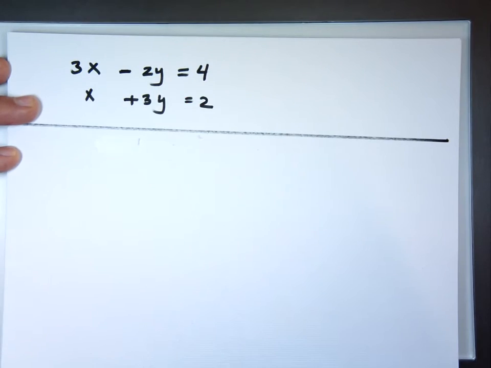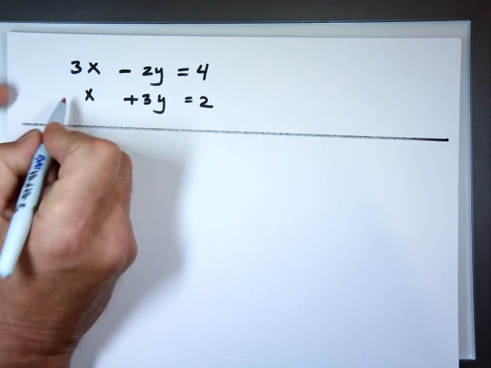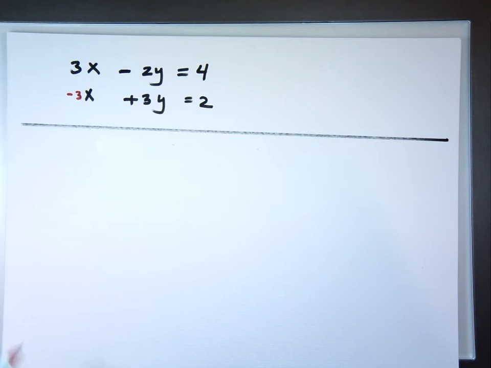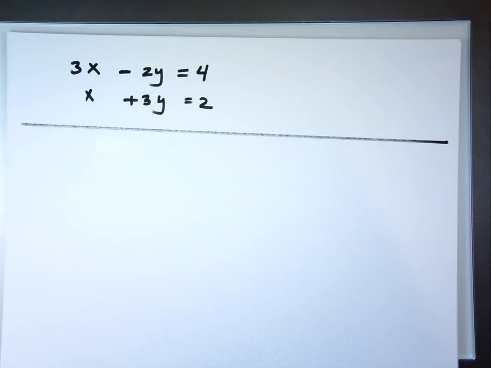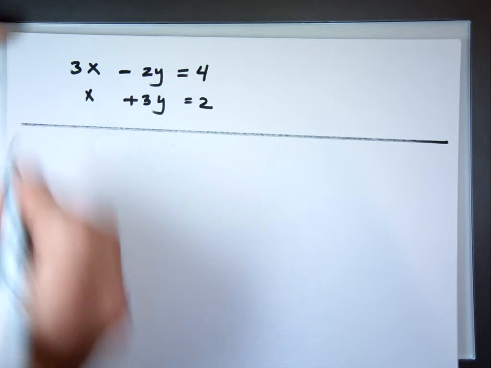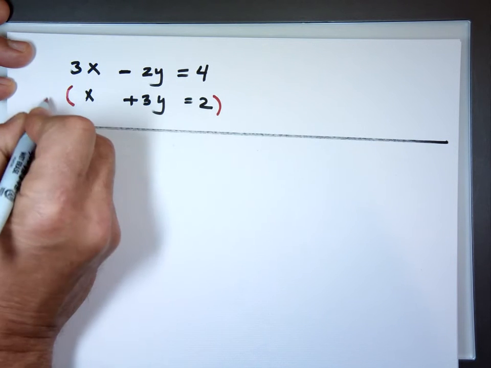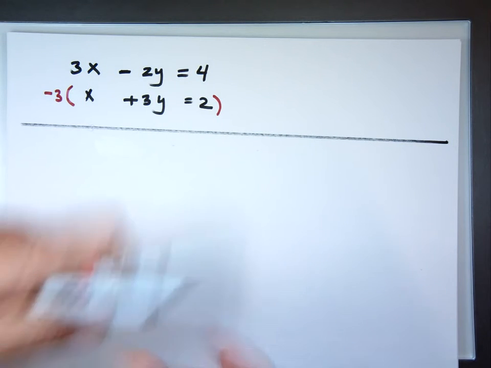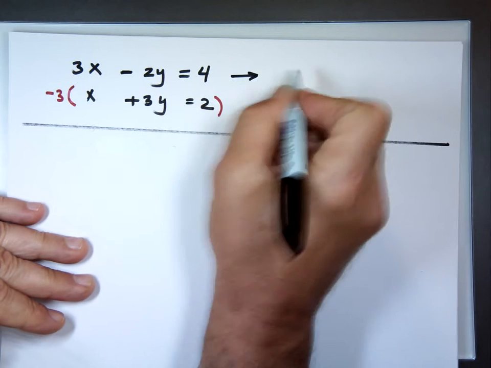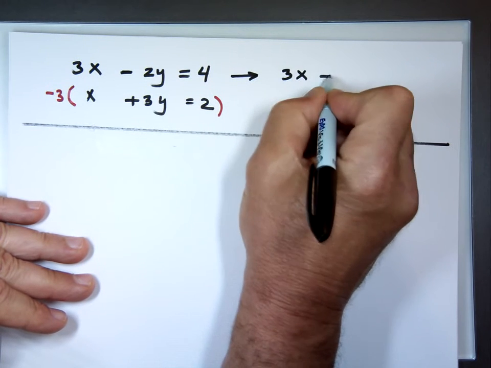Okay. If this number was a negative 3, somehow magically this number was a negative 3, what will happen when you add them? The x will disappear, right? So how do we make that number negative 3 without changing the equation? You can't just put a minus 3 because you want to eliminate it. We're going to multiply every single one of these by negative 3. So the first equation is going to stay the same. Here we go. 3x minus 2y equals 4.